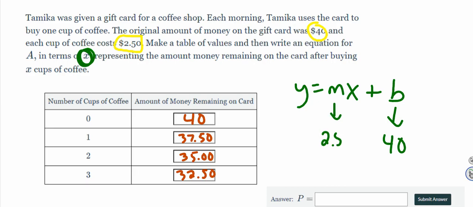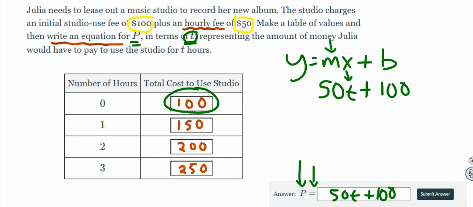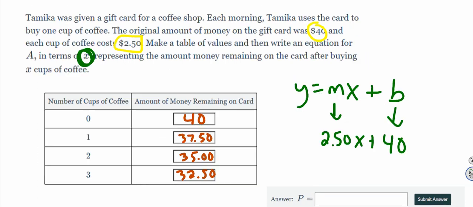Let's go back. We're not quite done. Remember, our slope was 50 because every hour she had to pay $50 more. We were adding on to the 100. But here we're actually subtracting, and you can see we're subtracting, right? So we've got to make our slope negative, and that's what we write down here. Negative 2.50x plus 40.